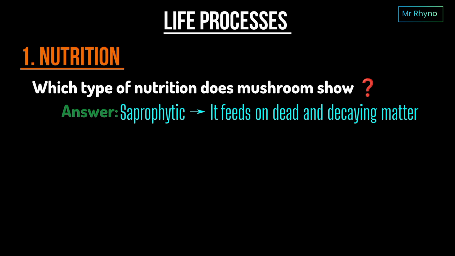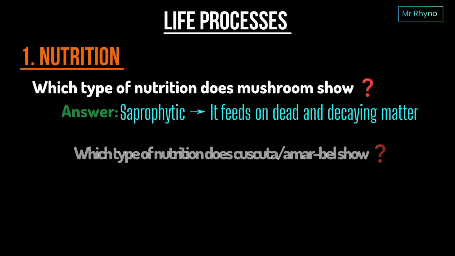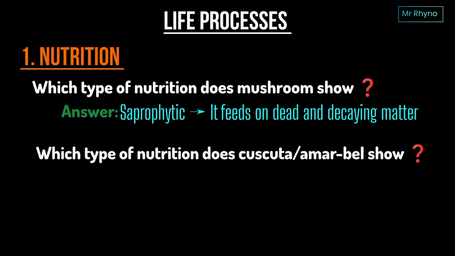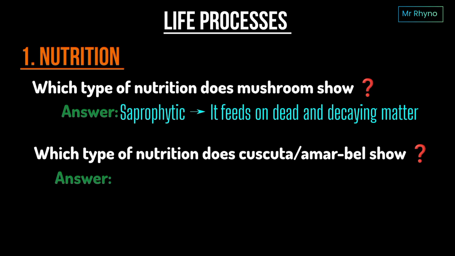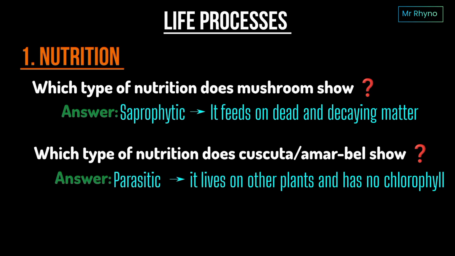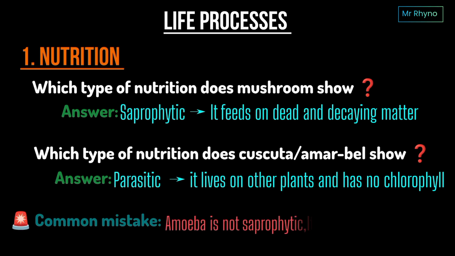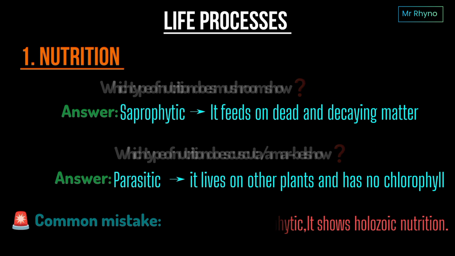Another quick knowledge check, which type of nutrition does cascata or amarbel show? The answer is parasitic because it lives on other plants and has no chlorophyll. Easy, right? Here are some of the common mistakes students normally make. Many students think amoeba is saprophytic because it sounds like a simple organism. Wrong. Amoeba shows holozoic nutrition. It eats food particles and digests them internally.